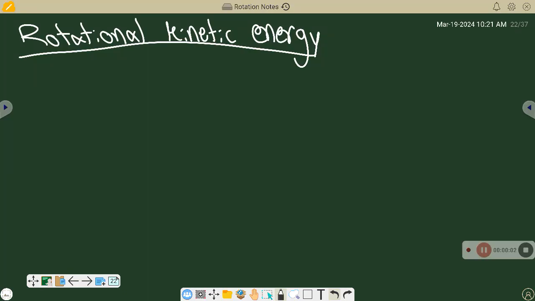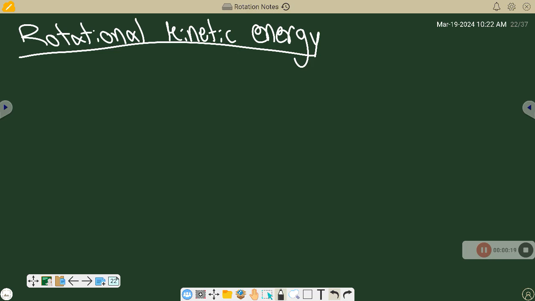Here we go. Today we're talking about two smaller topics within the rotational unit. We're going to be talking about rotational kinetic energy, and then we're going to talk about rotational or angular momentum and angular impulse. Let's start with rotational kinetic energy.